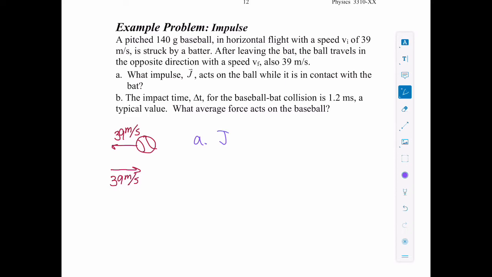Well, impulse, we learned, was equal to two things: force times time, or change in momentum. So in this particular situation, I don't know anything about the force or the time. All right, so then let's use the other definition, change in momentum. So that would be final momentum, final mv, minus initial mv.